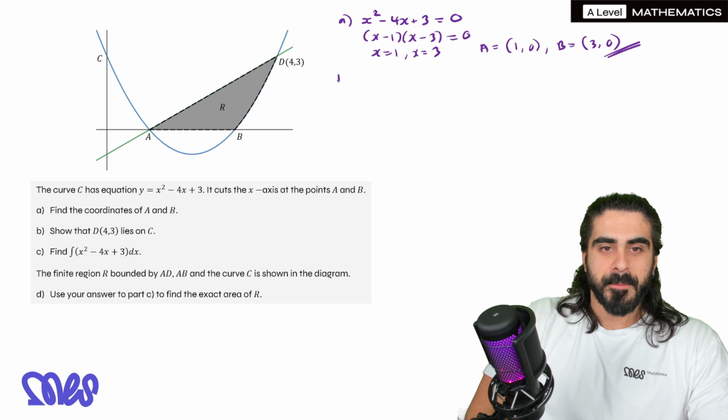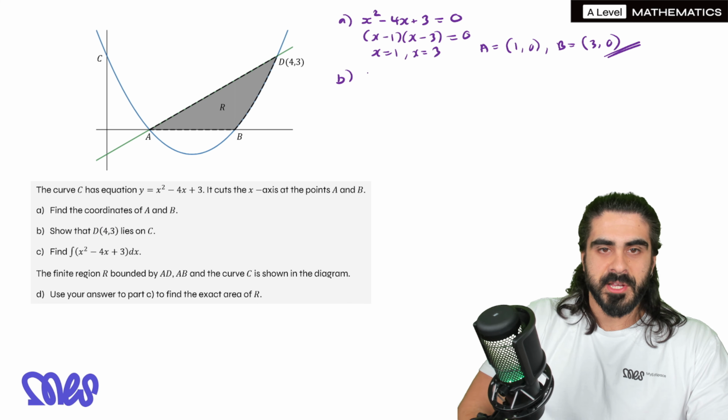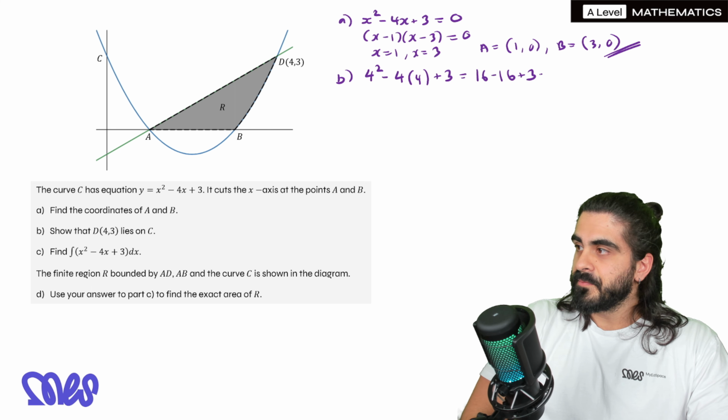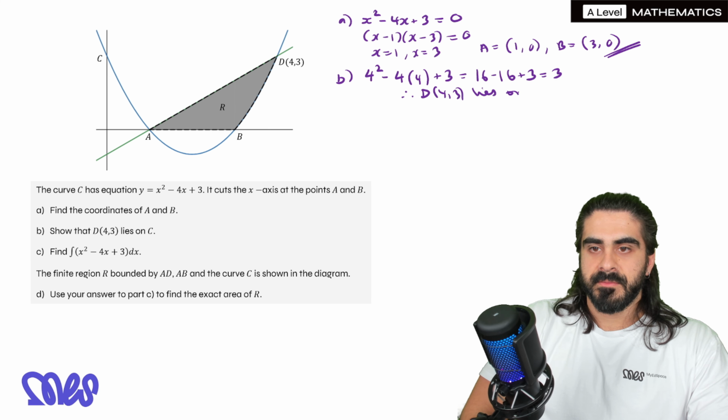All right, part B. Show that D(4, 3) lies on C. The best way to do this is you're going to take the x coordinate of 4 and sub it into our equation. 4 squared minus 4 times 4 plus 3 is 16 minus 16 plus 3, which is 3. Therefore, D(4, 3) lies on C.